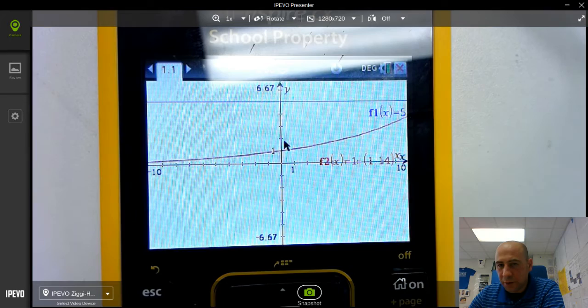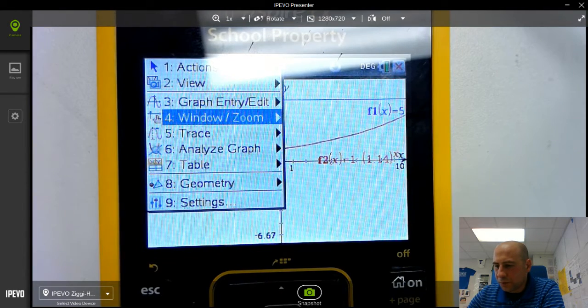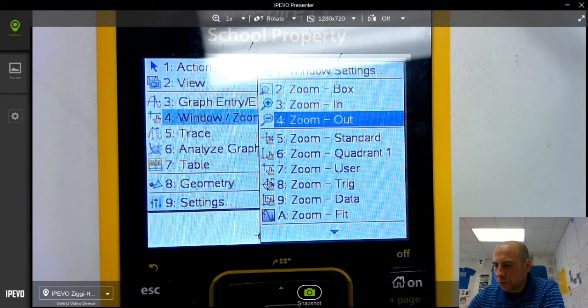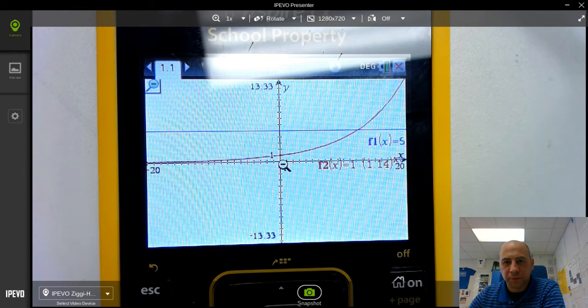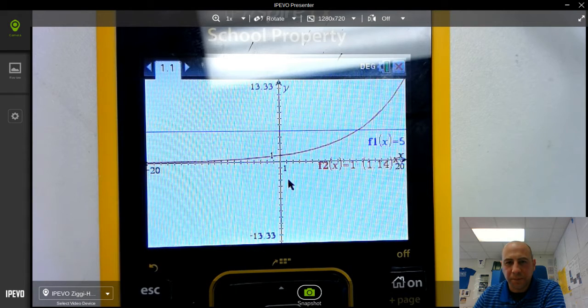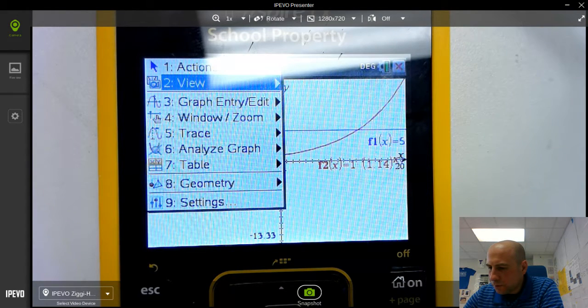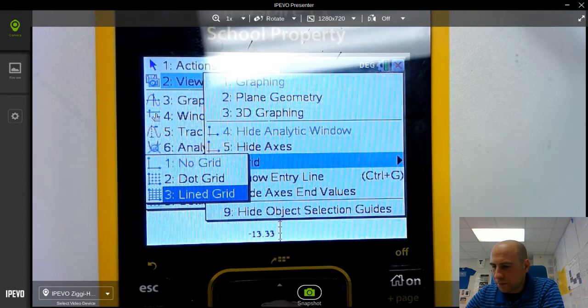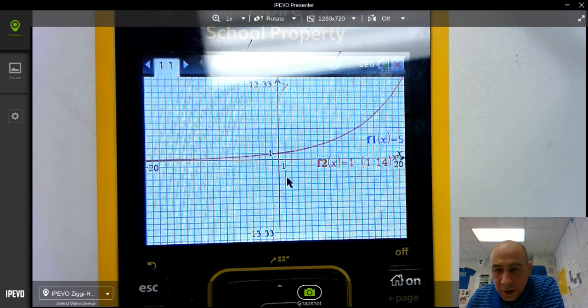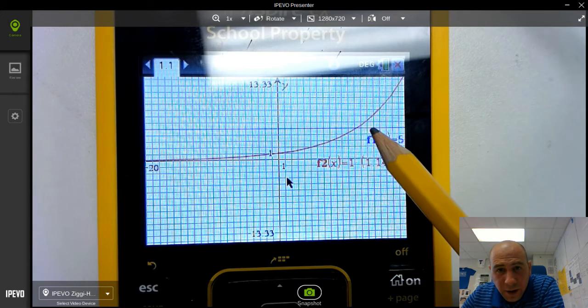So we're going to go to Menu, Window Zoom, Zoom Out. I'm just going to click once. Okay. And then you still have the zoom feature, so I need to press the escape key to get out of zooming. Now that we see it's intersected, okay, I'm going to go to Menu, View, Grid, Line Grid. And you can see that it looks like it crosses an exact point, but I'm not sure, okay?